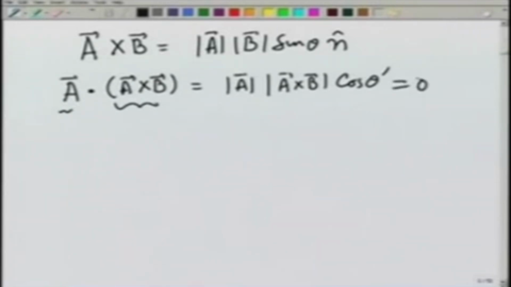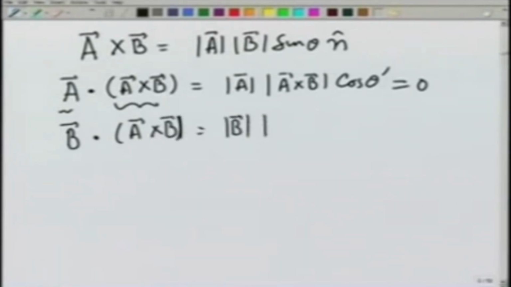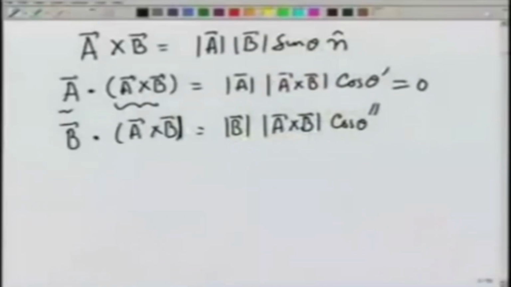because A cross B is in a direction perpendicular to A, and so should be B dot A cross B, which is equal to magnitude of B, magnitude of A cross B, cosine of, let us say, theta double prime. Again, since A cross B is supposed to be perpendicular to A and B both, this should also be 0. So, let us take an example.